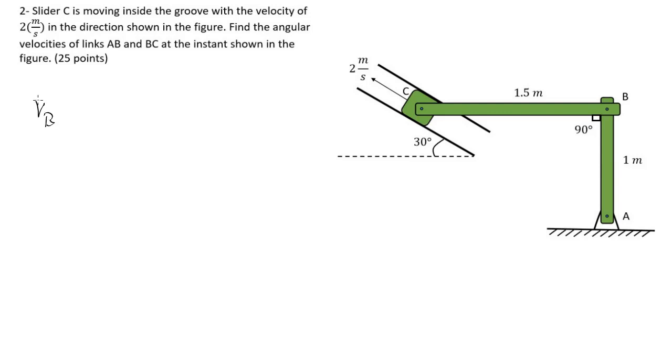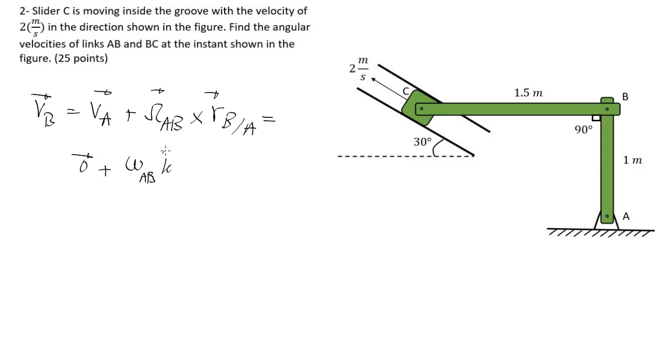VB is equal to VA plus omega AB cross RB with respect to A. VA is equal to 0 because that's a pin point. So this is 0 plus omega AB. We don't have omega AB, so I just consider it an unknown quantity, omega AB in the K direction.